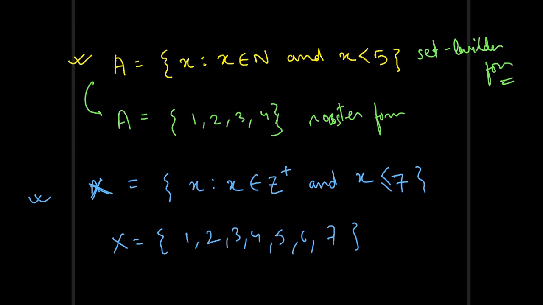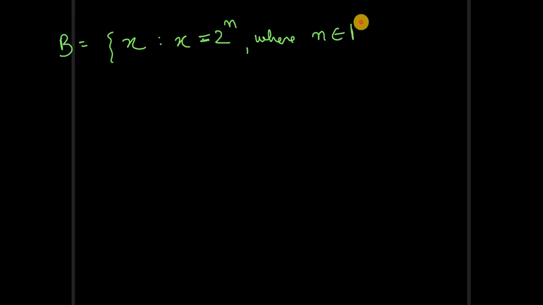Let's go to a bit more complicated one. Let's say we take B as a set, and we write x such that x equals 2 to the power n, where small n belongs to capital N, that is, n belongs to natural numbers, and n is greater than or equal to 1 and less than or equal to 5. This is quite a bit more complicated than the previous ones.